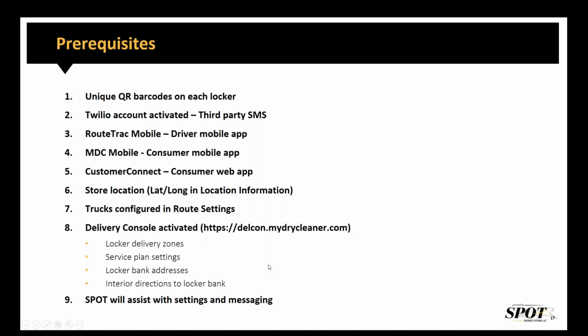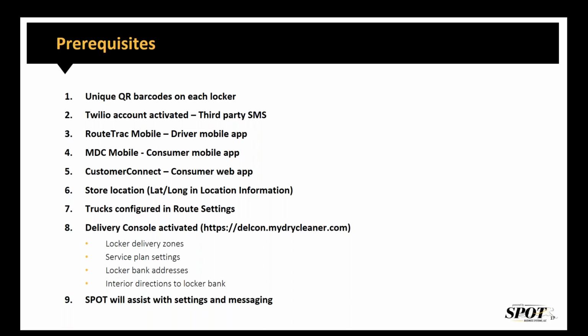Now, for the last slide, we're just going to go over the prerequisites for your locker operations. The first one is obviously you're going to need unique QR barcodes on each locker door. We already talked about this. They have to be unique across the board. Number 2, Twilio account activated. This is in case you want to use SMS notifications for your lockers. Number 3 is RouteTrack Mobile. Number 4, the mobile app, and you already should know why that is such a great idea to have, but again, it is optional.